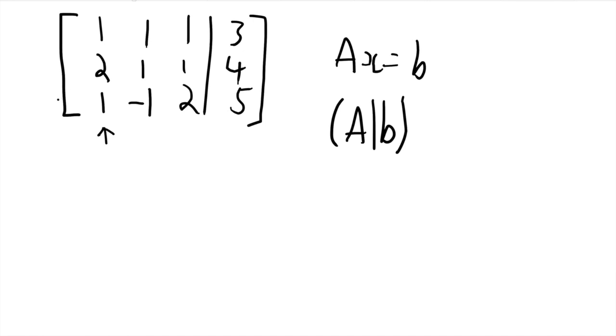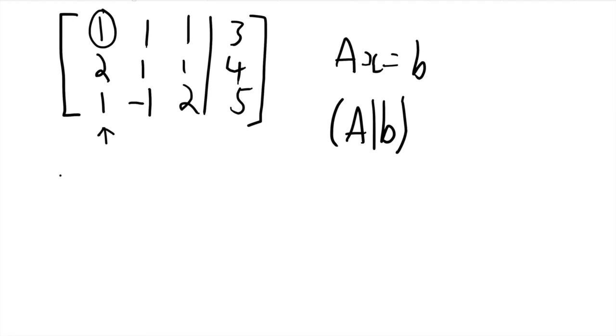So the next thing we have to do is add suitable multiples of the top row to the rows beneath it, so that all the entries below the leading 1 become a 0. And this here is the leading 1. So we want to make this 2 and this 1 into 0. And the way that we're going to do this is by using elementary row operations. So what are elementary row operations?